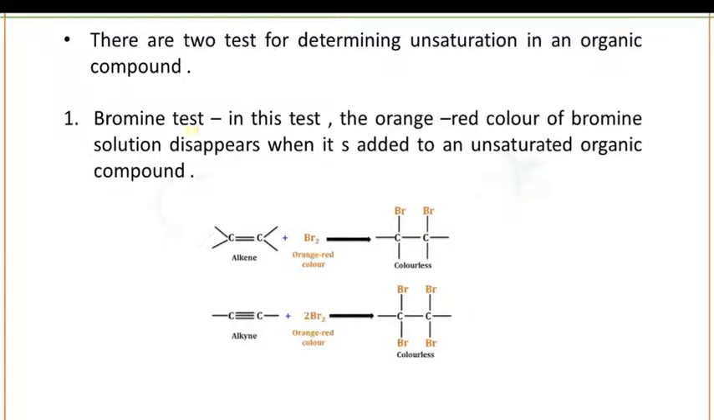When you react bromine with alkene or alkyne, you will get a colorless solution, or you can say a colorless product. In this test, the orange-red color of bromine solution disappears when it is added to an unsaturated organic compound. First of all, you have to remember this point: the color of bromine solution is orange-red. And the second point is, when you mix Br2 with any unsaturated compound like alkene or alkyne, then the product obtained will be a colorless compound.